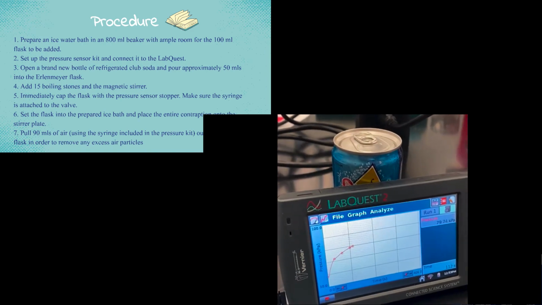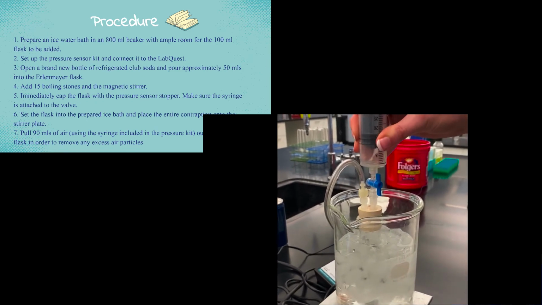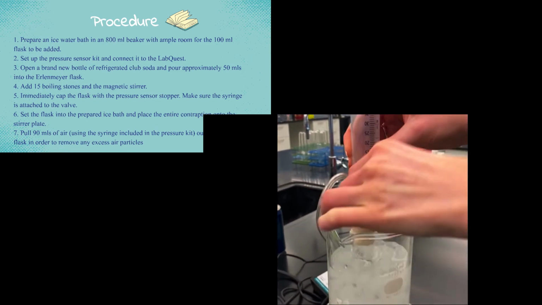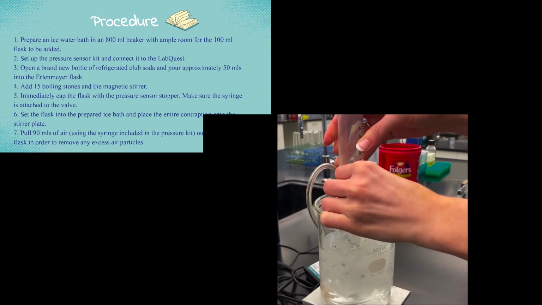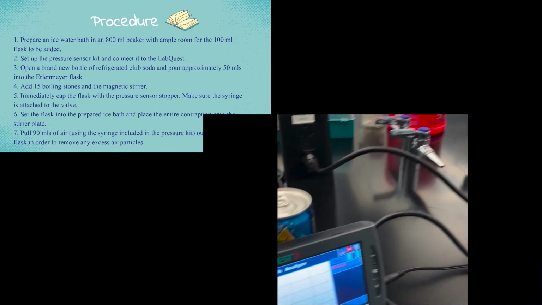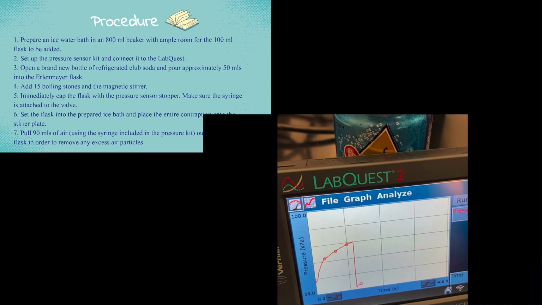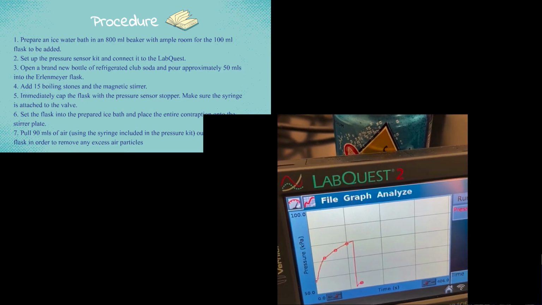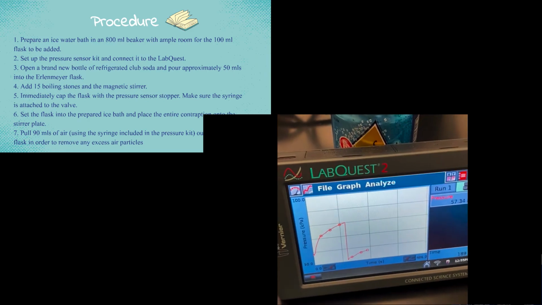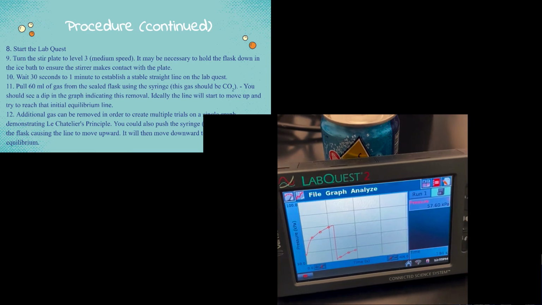Here I'm closing the valve. And so she's going to make sure to remove that excess air. And if you look over, which we'll pan over to the LabQuest, you can see that huge dip in the graph. And that dip results as you pull the air out of the system, you're creating stress. And so Le Chatelier's principle says that it's going to try to reach your initial equilibrium line to get back to where you started to balance out the stress in the system.